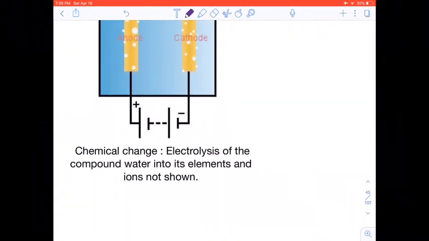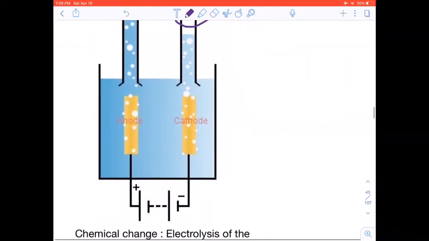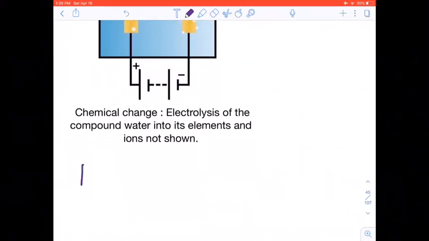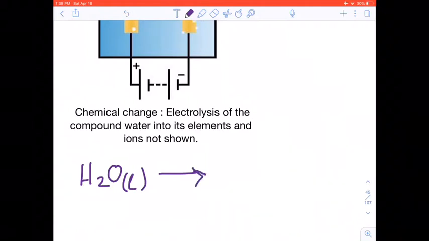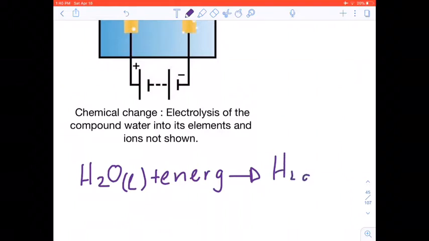Which means, if we have to now interpret this reaction, we say H2O liquid, and what has happened, we supplied energy to it. So we supply energy, so we can even say plus energy. In this case, it's electrical energy, and that gives us H2 gas plus O2 gas, right?